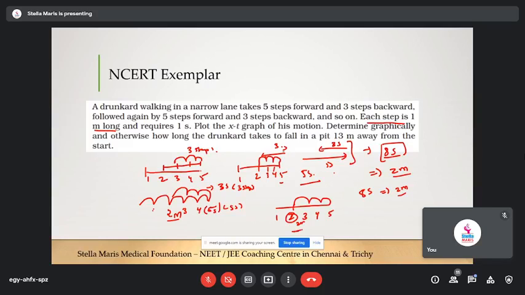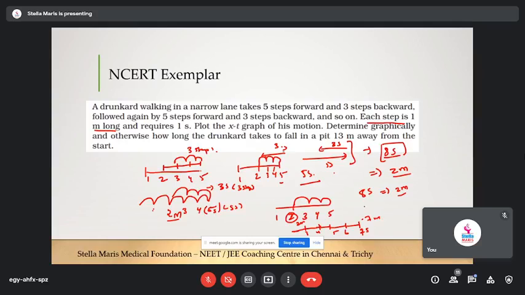That is 3, 1. That is here 1, 2, 3, 4. That is 4, and 5. That is 3, 4, 5, 6, 7. So at the end of another 5 steps, another cycle, he'll be here at the 7th step. He would have crossed 7 meters.